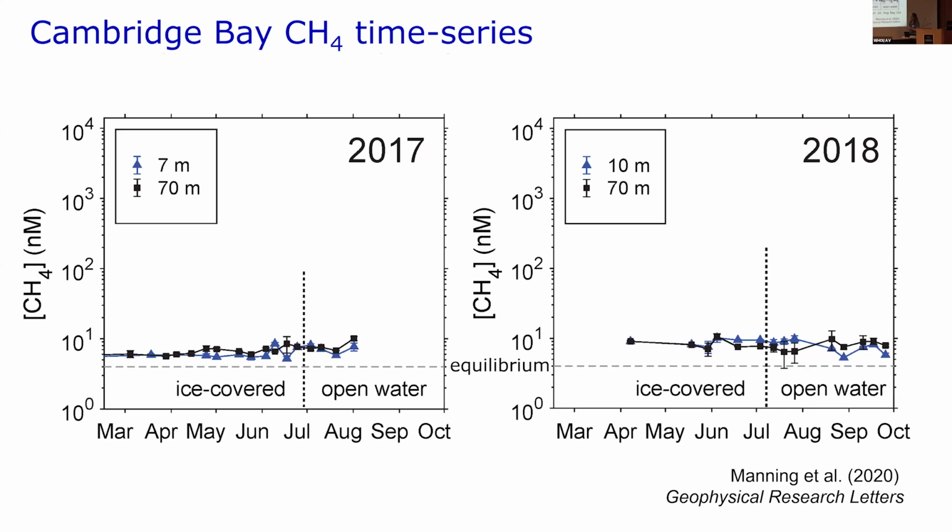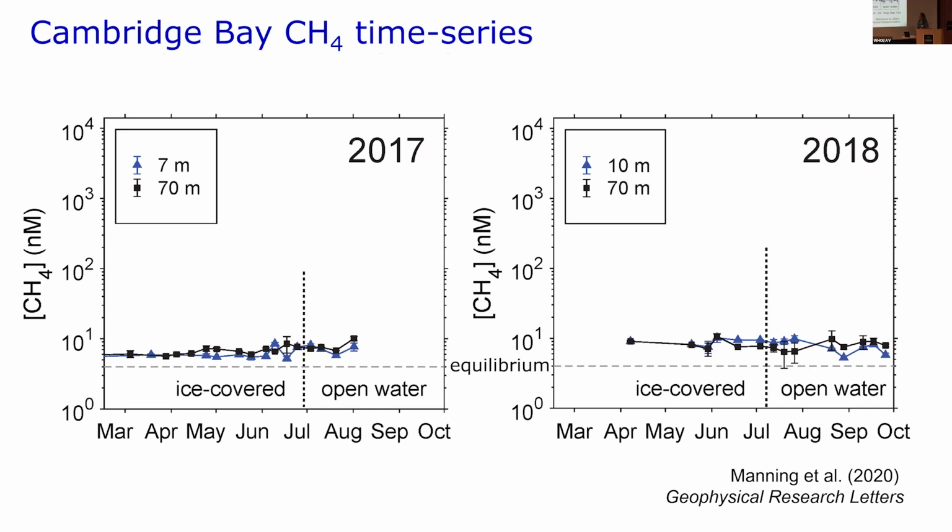So right now, I'm just showing the data from basically below the mixed layer. So the bottom depth is just below 70 meters, and then 10 meters is just below the mixed layer. And methane is plotted on a log scale, which the reason for that will become clear in a moment. And then I've put this vertical dashed line to demonstrate the difference between ice-covered conditions, where they would sample by drilling a hole through the ice, sending down a Niskin bottle, and open water conditions, where they would go out on a boat to collect the samples.